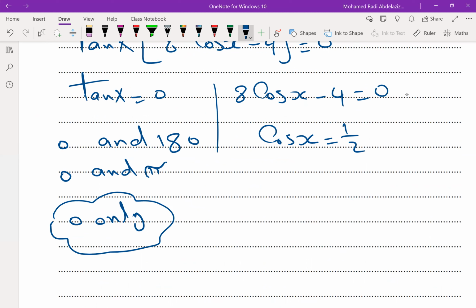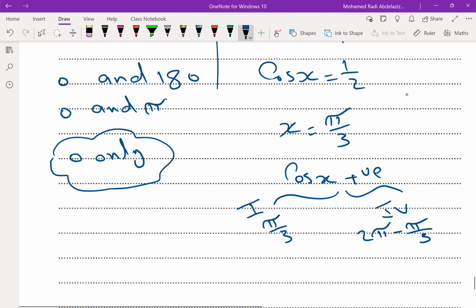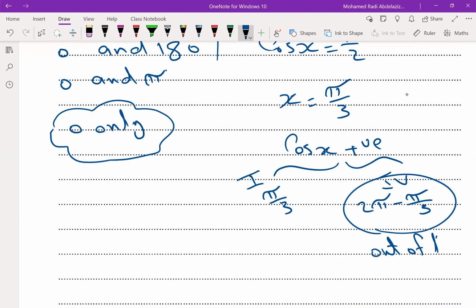Now look at the second one, cosine x. So shift cosine of half, you will get the basic angle is 60 degrees or pi over 3. But cosine is positive, so in which quadrants is this? First and fourth. First is pi over 3, fourth is 2 pi minus pi over 3, but this value is also out of the range which is given. This is why I will use pi over 3.